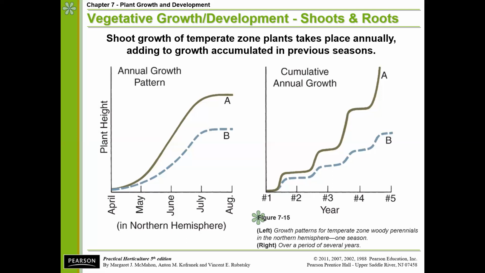Anyway, just give some thought to what crops are annuals versus perennials. It's very important to consider that when you get into agriculture production.